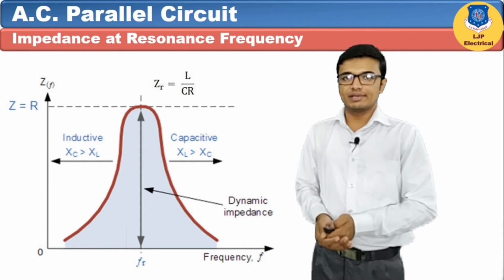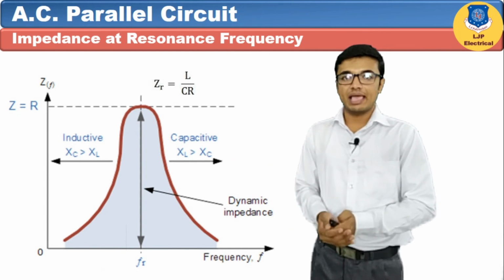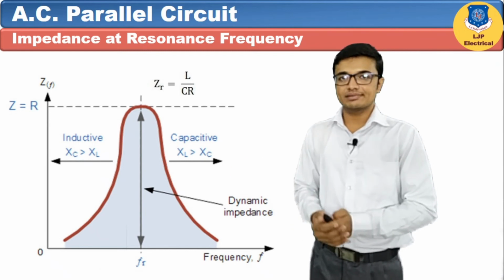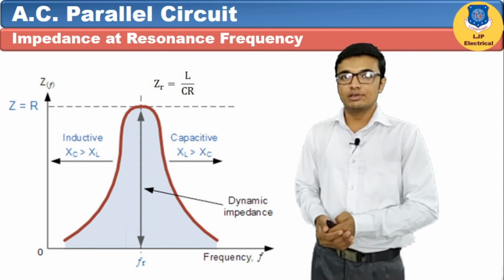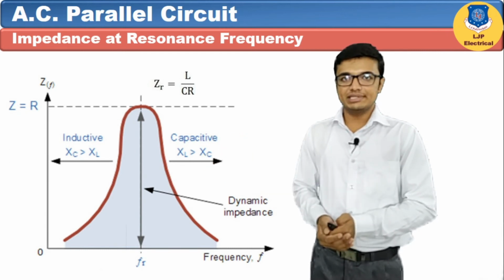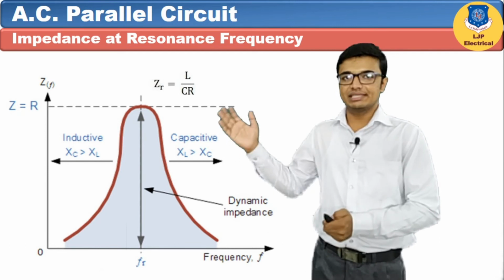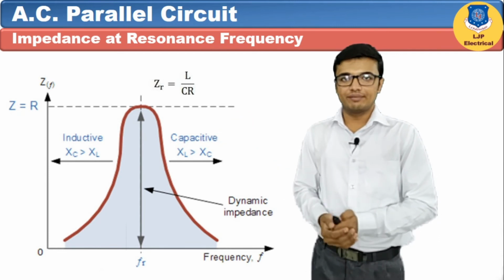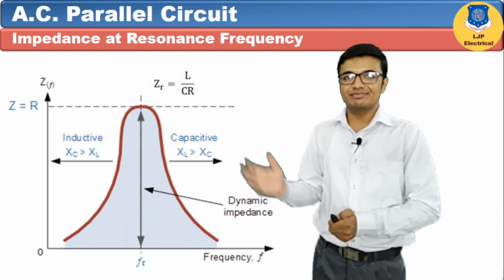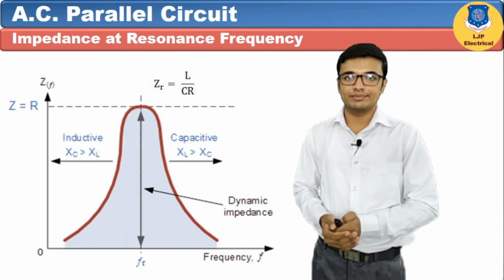After the resonance frequency, the value of capacitive susceptance is greater than inductive susceptance. Hence net reactance will be very low. So we get very low impedance. So ultimately we can say that at zero frequency, circuit impedance is minimum. At resonance frequency, circuit impedance will be maximum. And after the resonance frequency, again circuit impedance will become minimum. So this is how impedance will vary with variation in frequency.